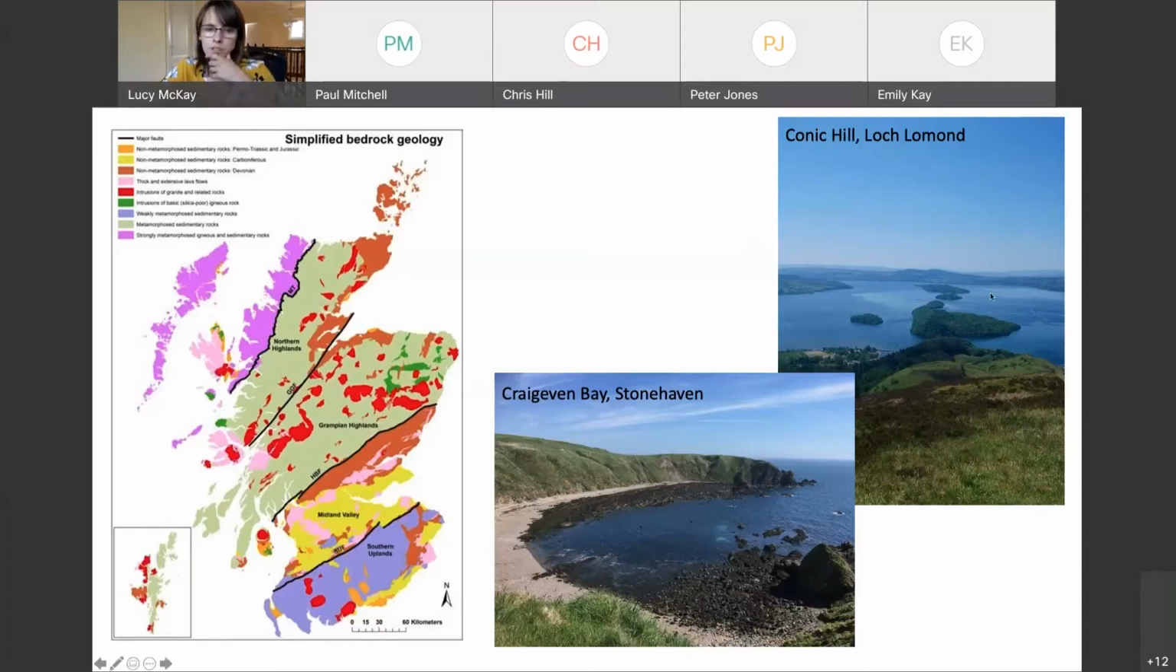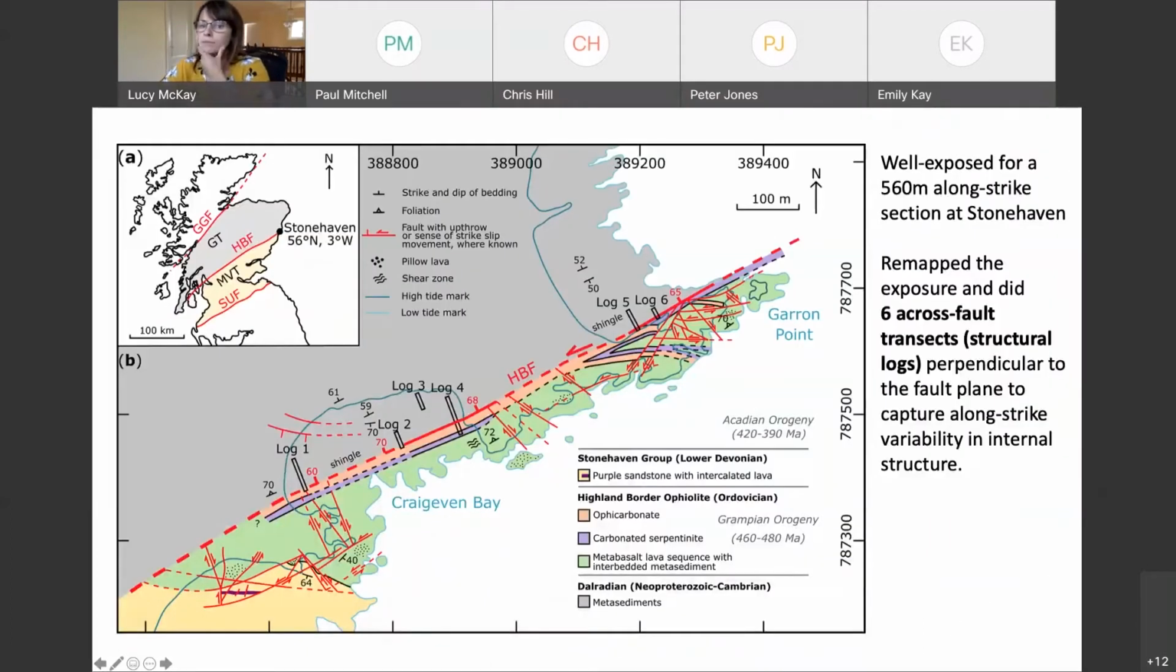So this image shows the Highland Boundary Fault looking across from the top of Conic Hill at Loch Lomond, and you can see it going through, marked by the islands. And this is the fault showing the best exposure across the whole of Scotland at Craigeven Bay. So, as I've already alluded to, the Highland Boundary Fault exposures at Stonehaven provide a really rare opportunity to study the internal fault structure of a major plate boundary fault.